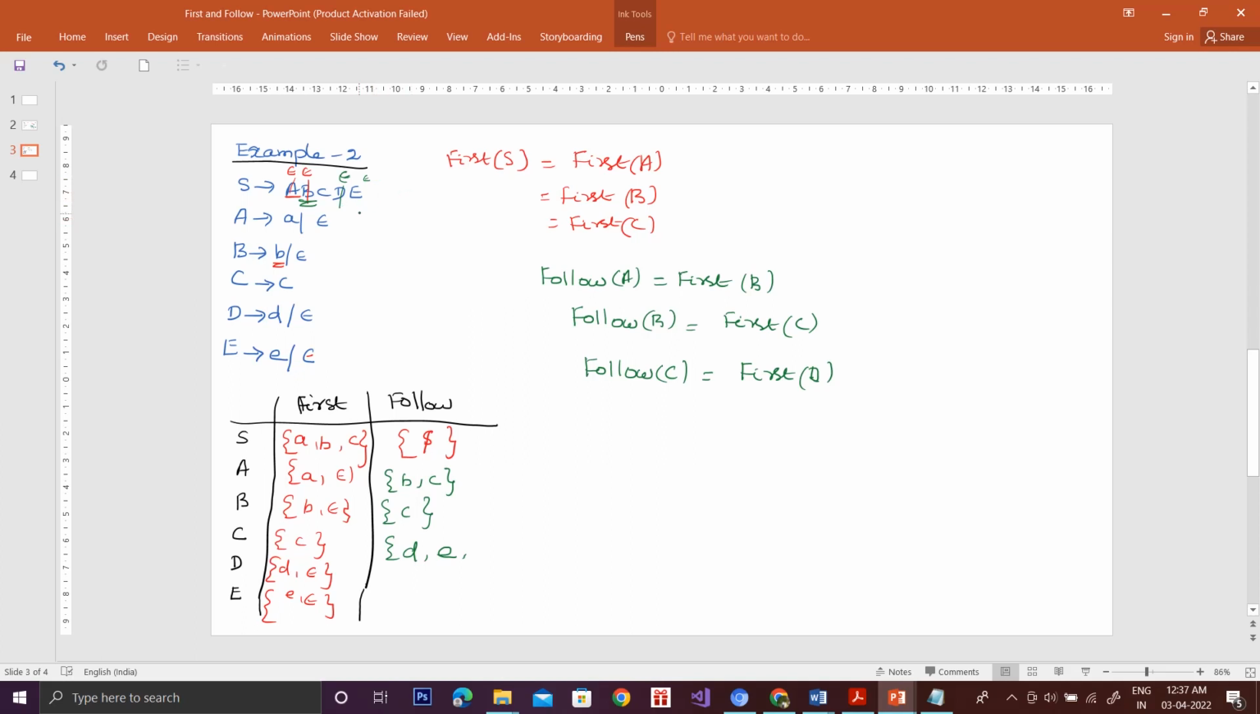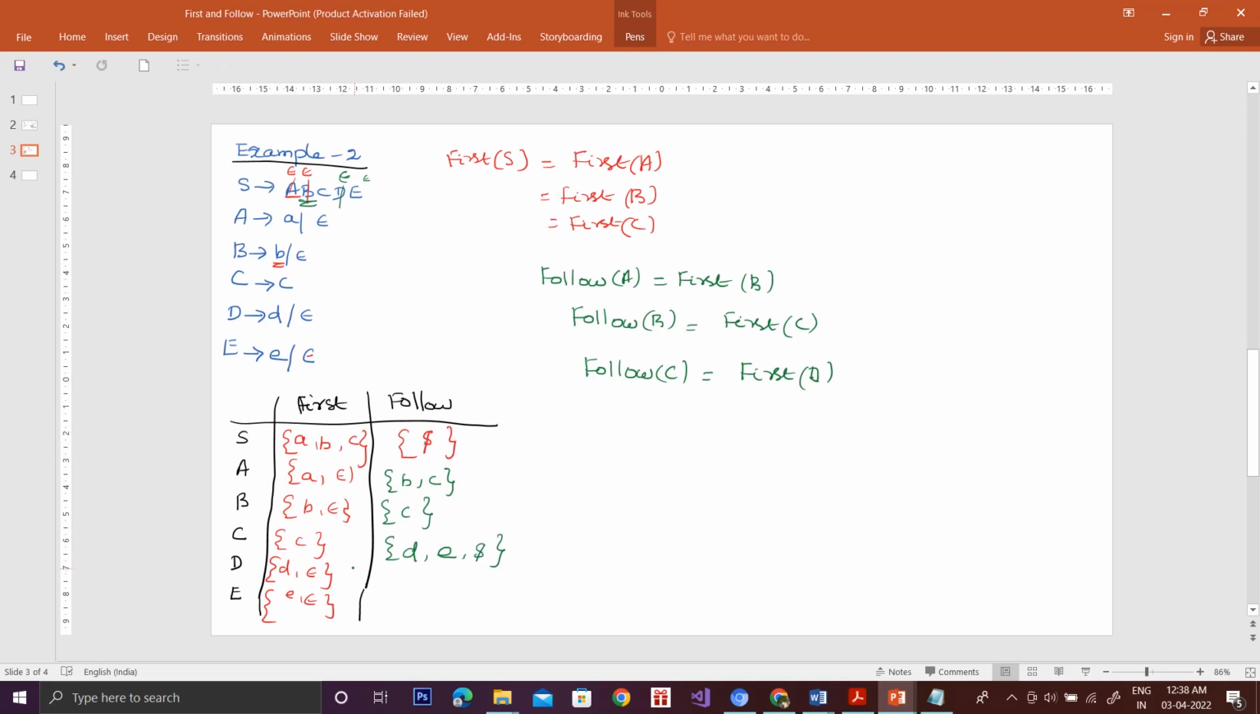Since there is no symbol after that, follow of that particular C is equal to follow of the left hand side. What is follow of the left hand side? The left hand side is actually S, so you have to find out follow of S. What is follow of S? Follow of S is the dollar symbol, so you add the dollar symbol here.